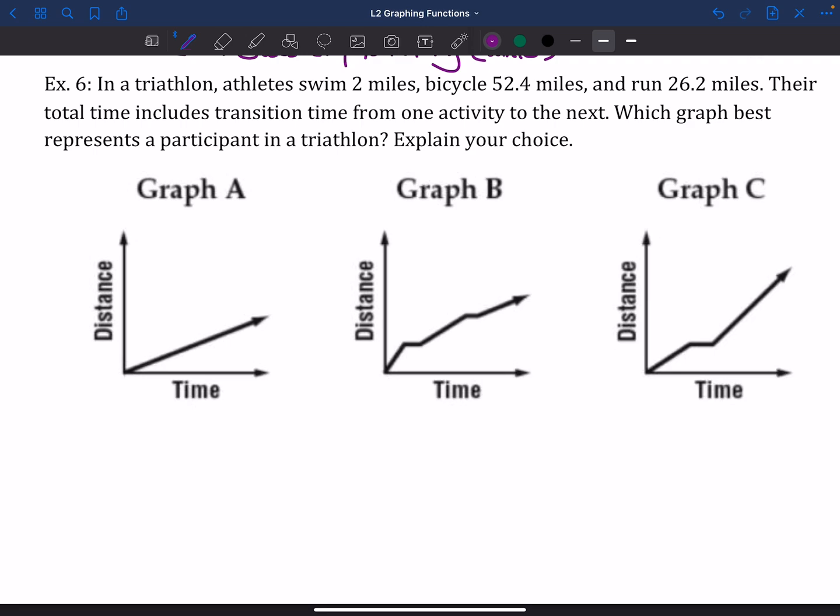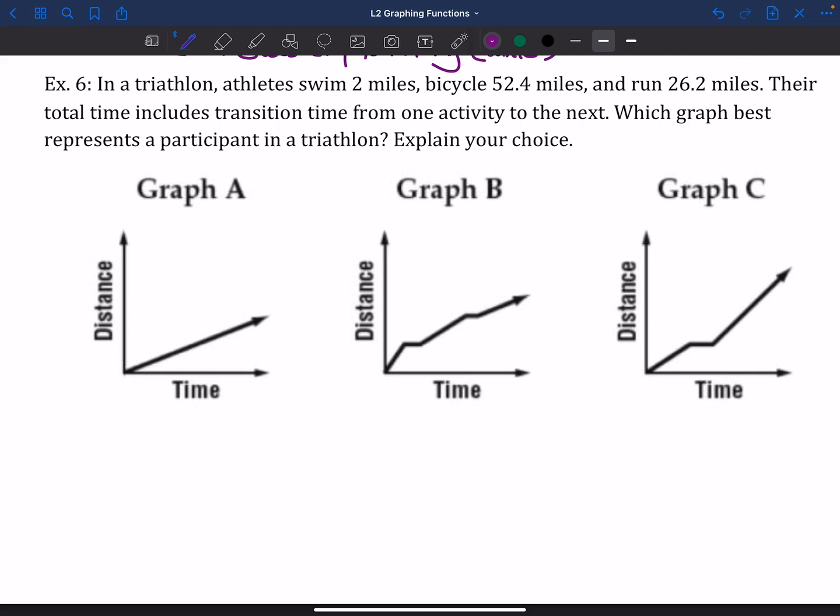So take a second here, right? Read through the question again if you need to, and then take a look at these 3 graphs and think about which one you think represents somebody that's participating in a triathlon. So hopefully you took this second there and did that, right? If you still haven't, pause here and then unpause and you got it.